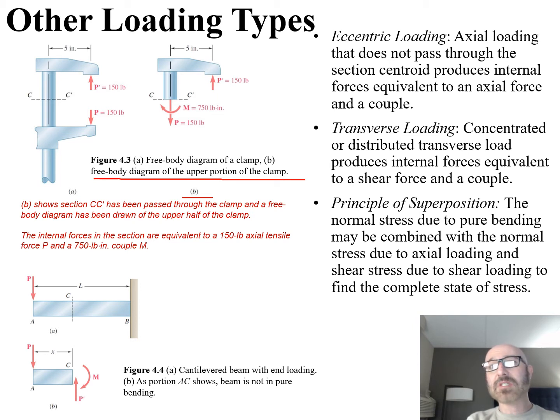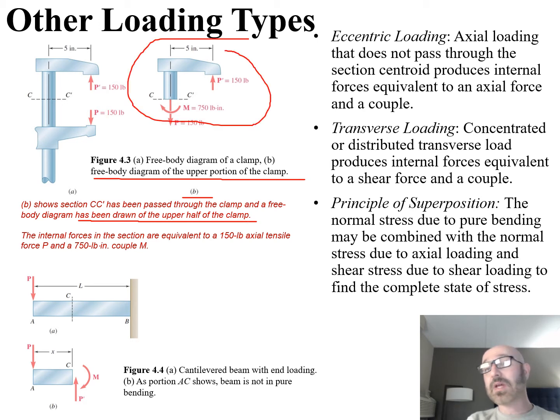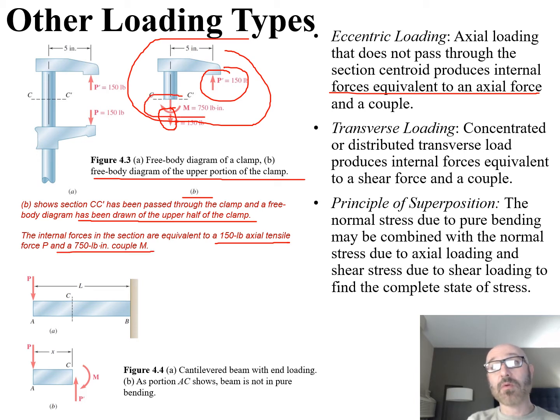And we look at that, we can see this section CC. This has passed through the clamp, and a free body diagram has been drawn showing the upper half of the clamp. Now we can take a look at those internal forces now that we've created that section. The internal forces in the section are equivalent to the 150-pound axial tensile force. So that's exactly what we said: a force equivalent to an axial force for eccentric loading. We can see the 150 and the 150, and we have a moment now of 750 pound-inches.